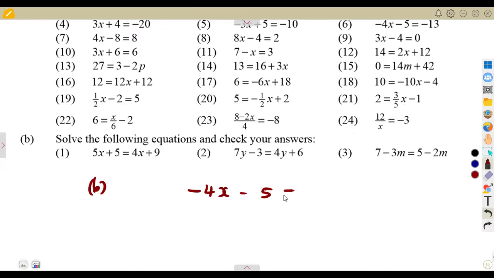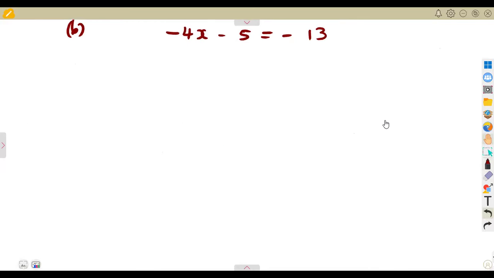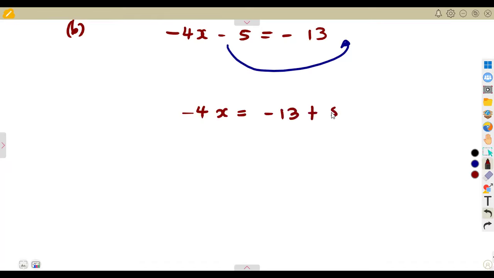Even if you consider number 6, -4x - 5 is equal to -13. Solve for x. So what am I going to do? I'm simply going to transpose this to the other side. So that means I'm having -4x, which is equal to -13 + 5. It was a negative, on the other hand it will be a positive. So -4x is equal to, you add on your calculator, -13 + 5, which is -8.